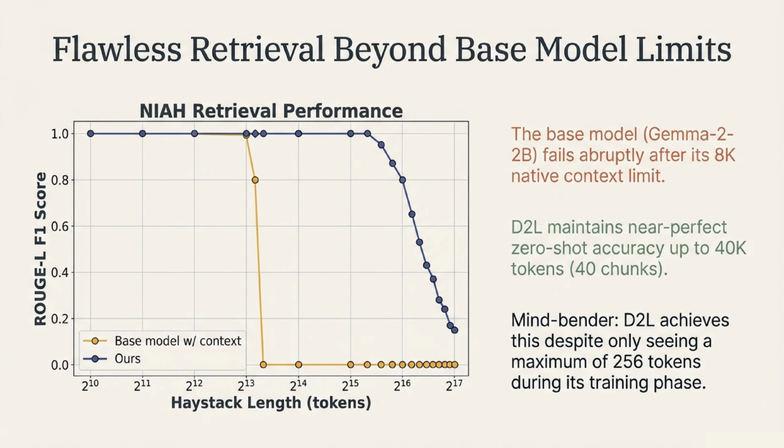Let's look at the results, starting with flawless retrieval beyond base model limits. On a standard needle-in-a-haystack retrieval task, you can see the base model completely fails abruptly right after hitting its 8K native context limit. D2L, however, maintains near-perfect zero-shot accuracy all the way up to 40,000 tokens, or 40 chunks. And here is a real mind-bender for you: D2L achieves this incredible feat despite only seeing a maximum of 256 tokens during its training phase.